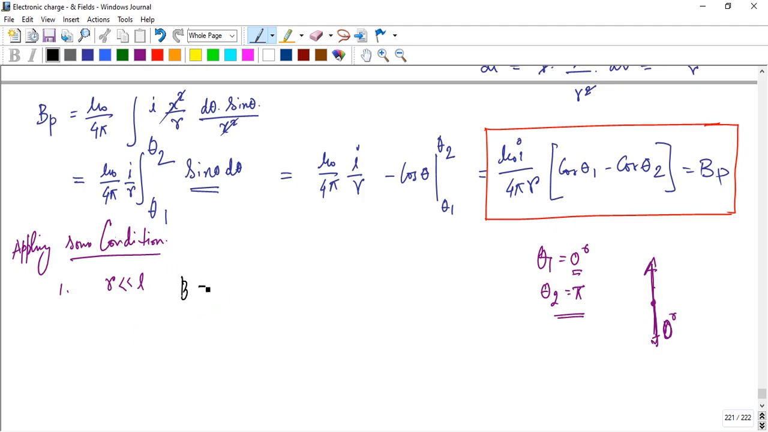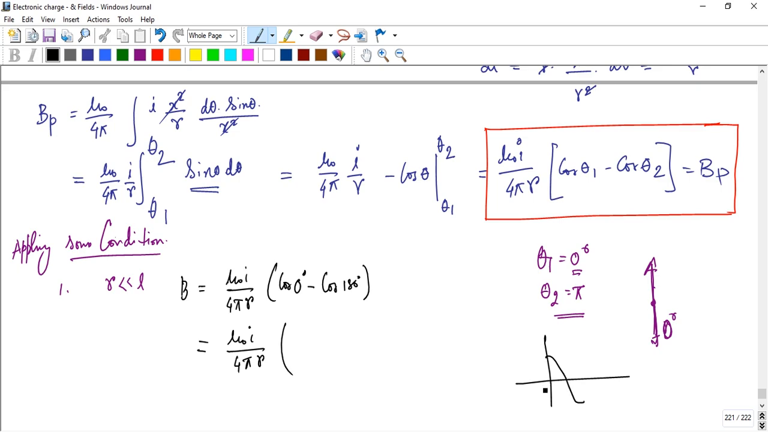B equals mu 0 I by 4 pi R times cos 0 degree minus cos 180 degree. So cos 0 is 1 and cos 180 is minus 1. Actually the cos curve looks like this: 0 degree, 90 degrees, 180 degree, plus 1 to minus 1. So that's 1 minus of minus 1, so you get 2.